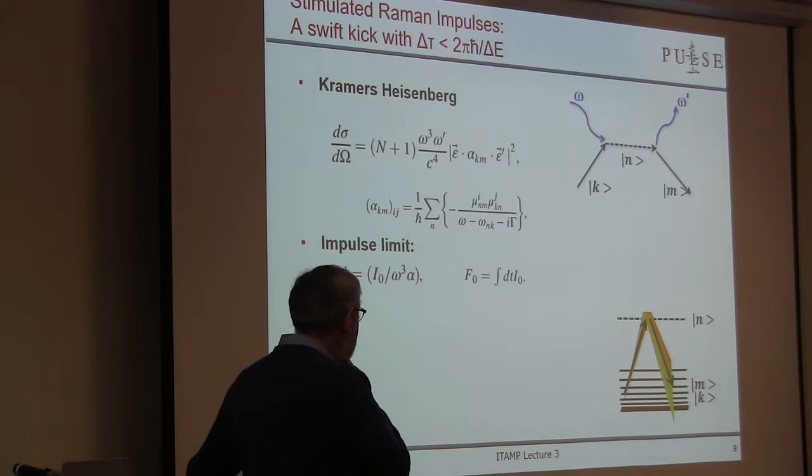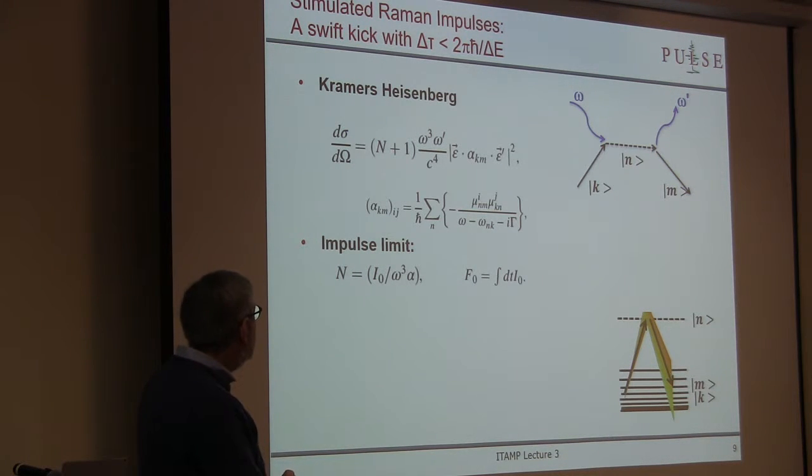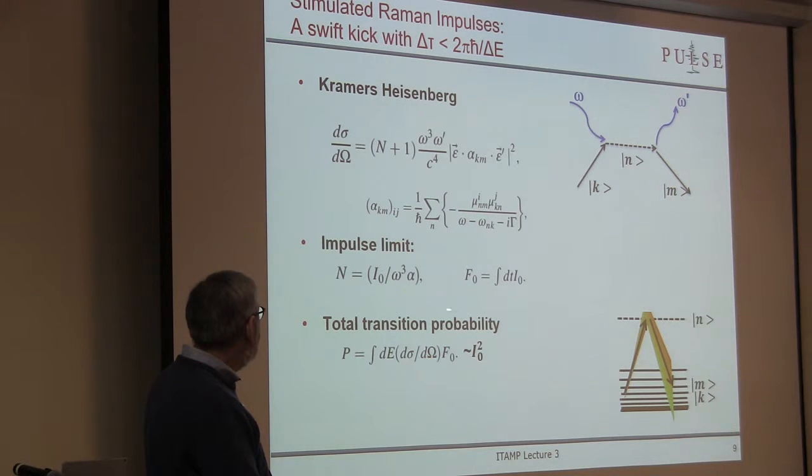To go to the impulse limit here, I have to convert this n, number of photons per mode, into intensity in a mode, and then convert that intensity into the total fluence in my pulse. So the total transition probability then is just the integral over all of the energies in my pulse of the fluence, and so it naturally goes like the intensity squared. And that's what you expect. It's a two-photon process. It better go like the intensity squared.